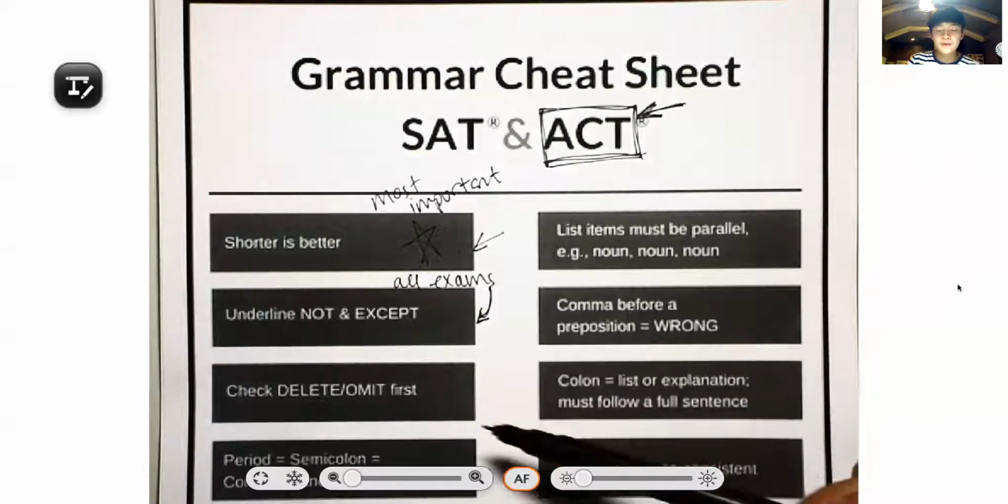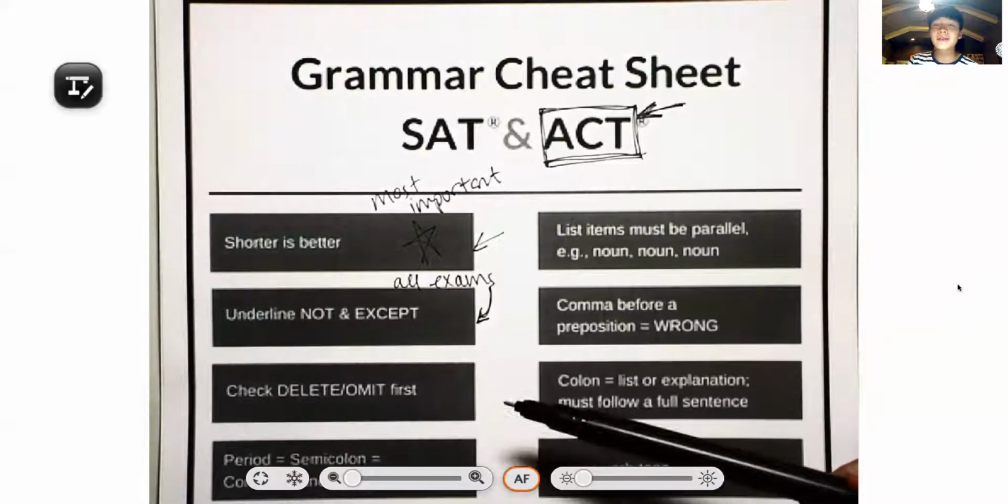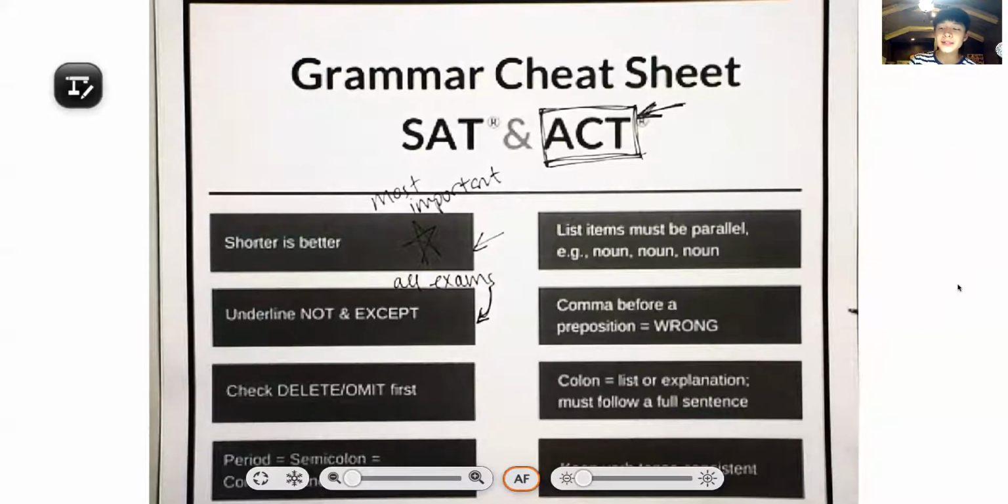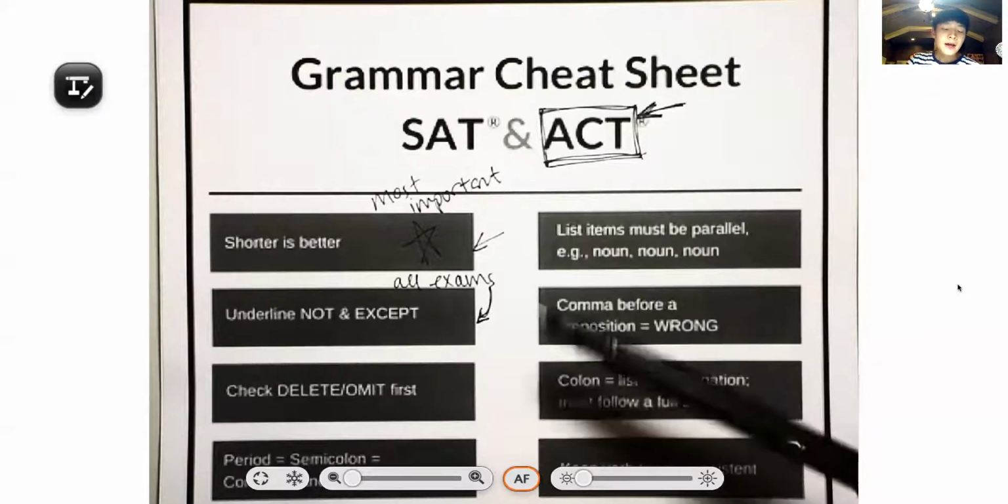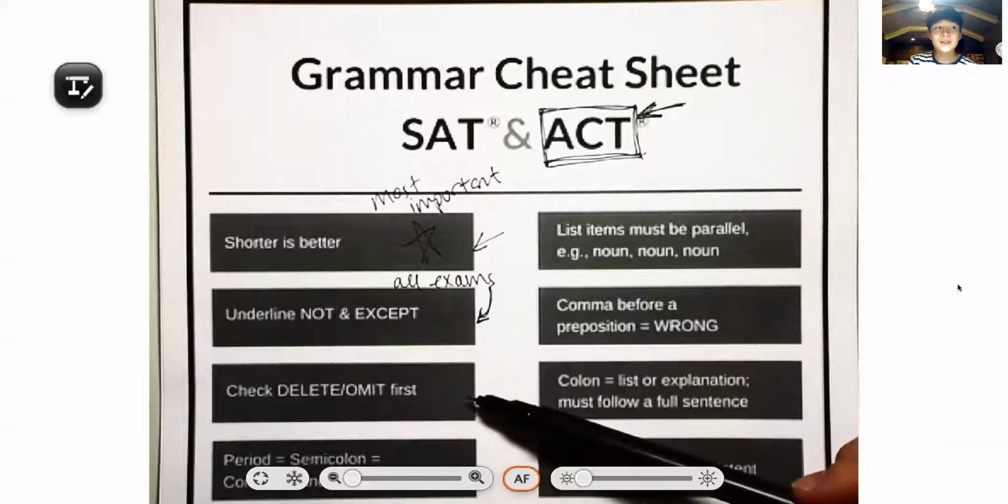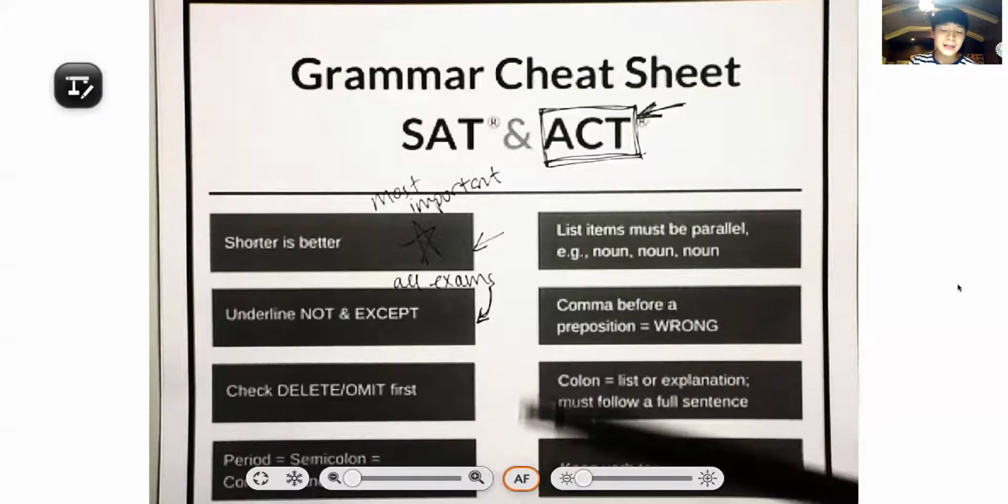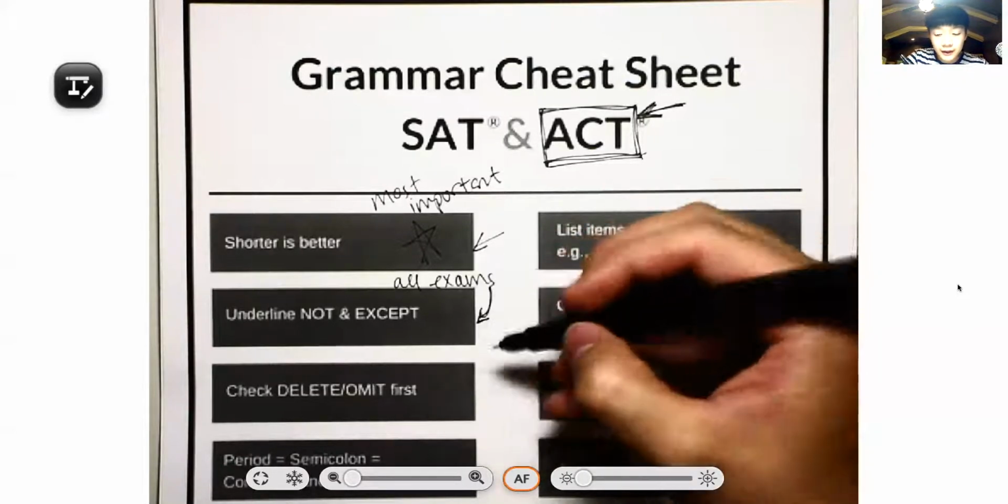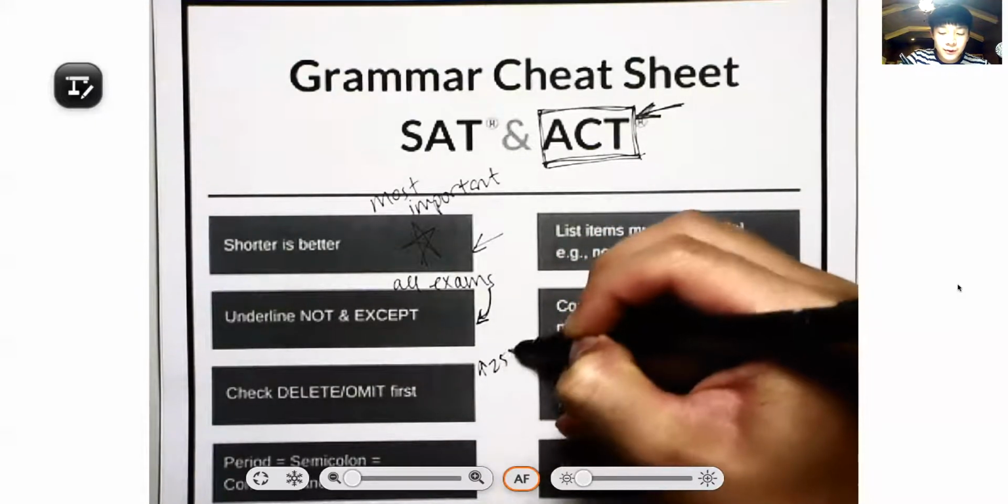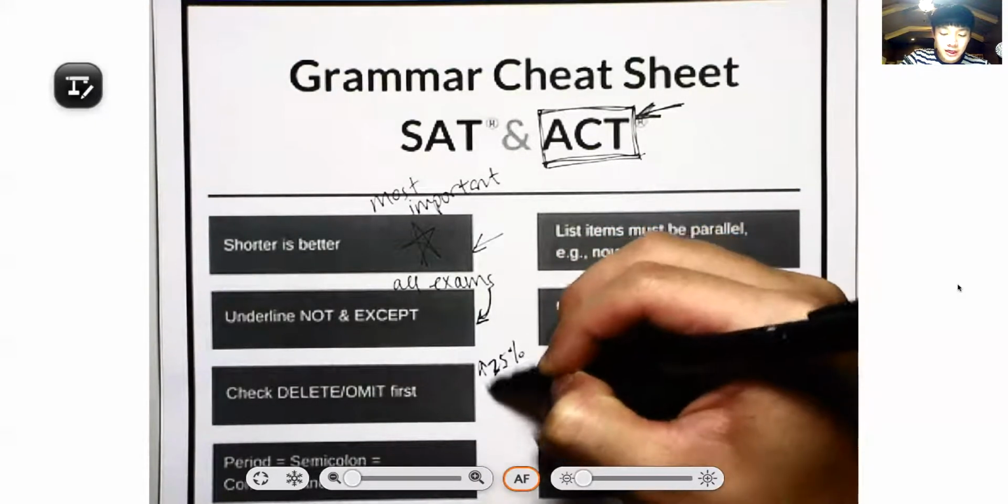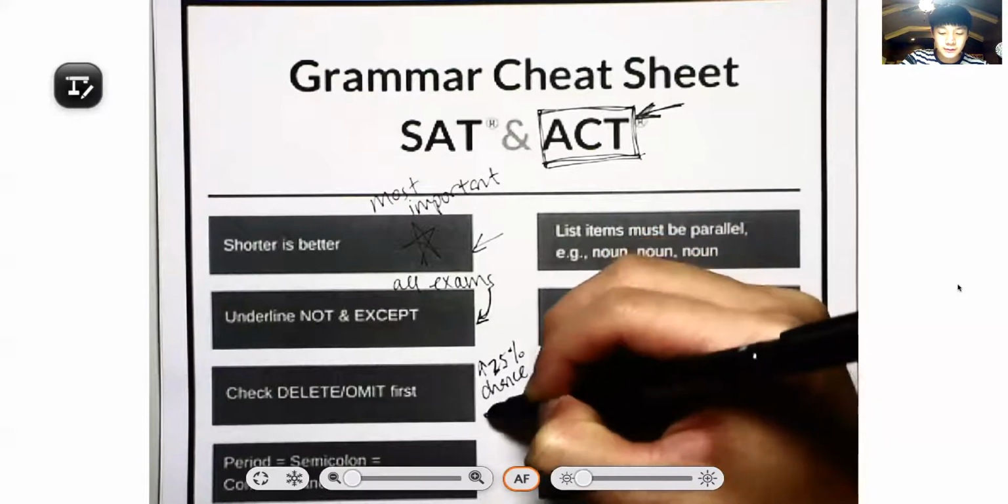Check delete, omit first. There are ACT questions you might have seen throughout your diagnostic exam, and this is a reason why I wanted you to do the diagnostic exam first, so that you'll know what occurrences of each of these look like. So there are questions where there will be one delete or omit answer choice, and you always need to check that answer choice first, because there is a higher likelihood that it is going to be correct. There is more than a 25% chance for this answer choice to be correct, okay?